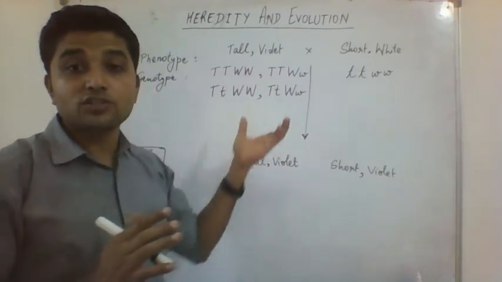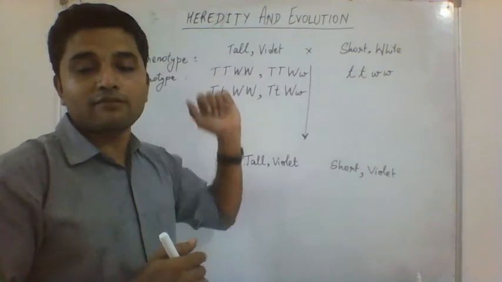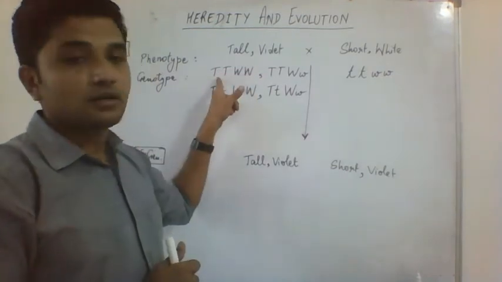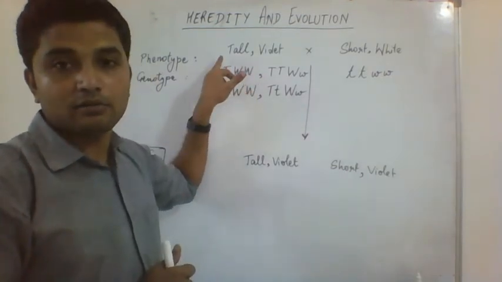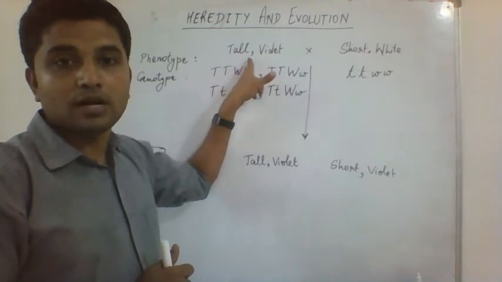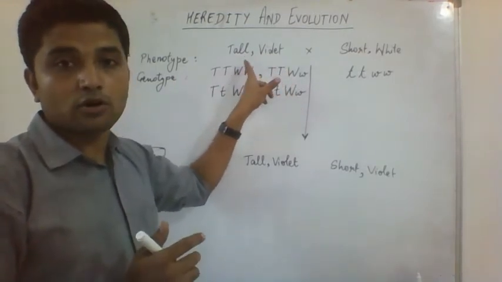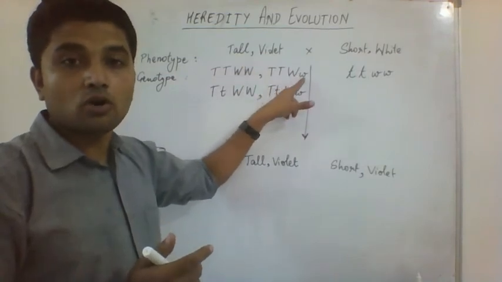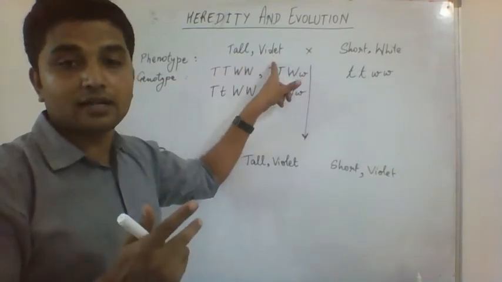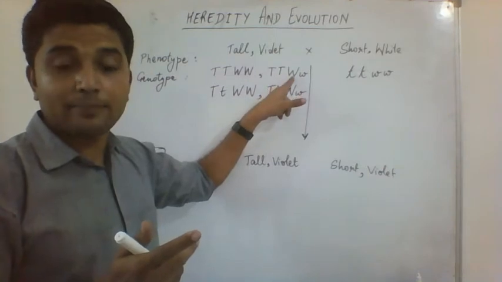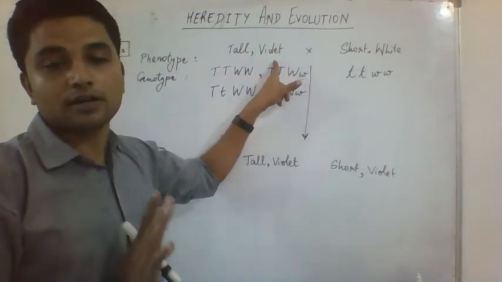All four genotypes will code for a tall and violet plant. See, capital T, the plant will be tall. Capital W, the plant will surely produce violet flowers. Capital T is pure for tallness, but capital W and small w is a hybrid for violet flower color. But since capital W is there, it will produce violet flowers.